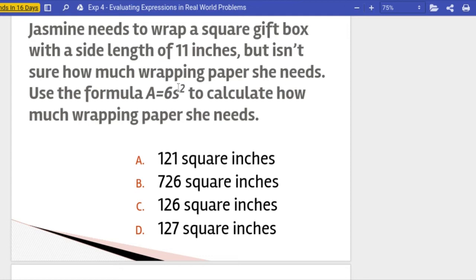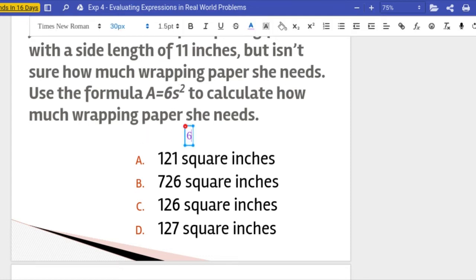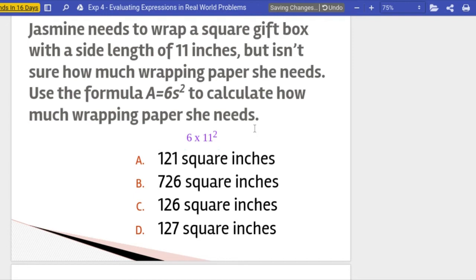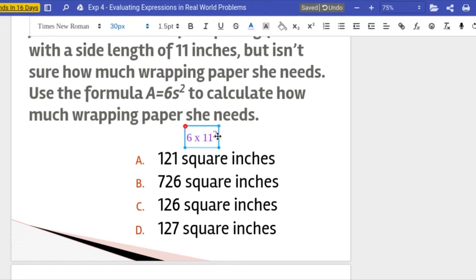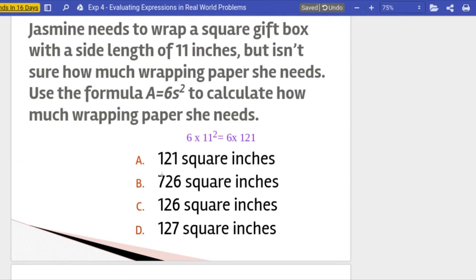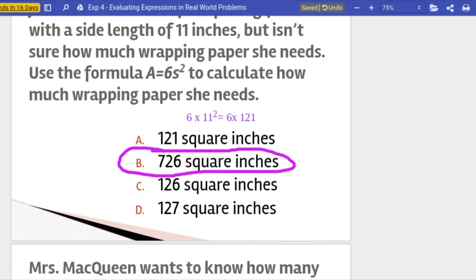So we just need to substitute 11 in for S. So we would have 6 times 11 squared. Remember, we only want to square the 11. We don't want to multiply it first. So 11 squared is 121. So we have 6 times 121, which gives us 726 square inches. So Jasmine is going to need 726 square inches of wrapping paper to cover her gift.